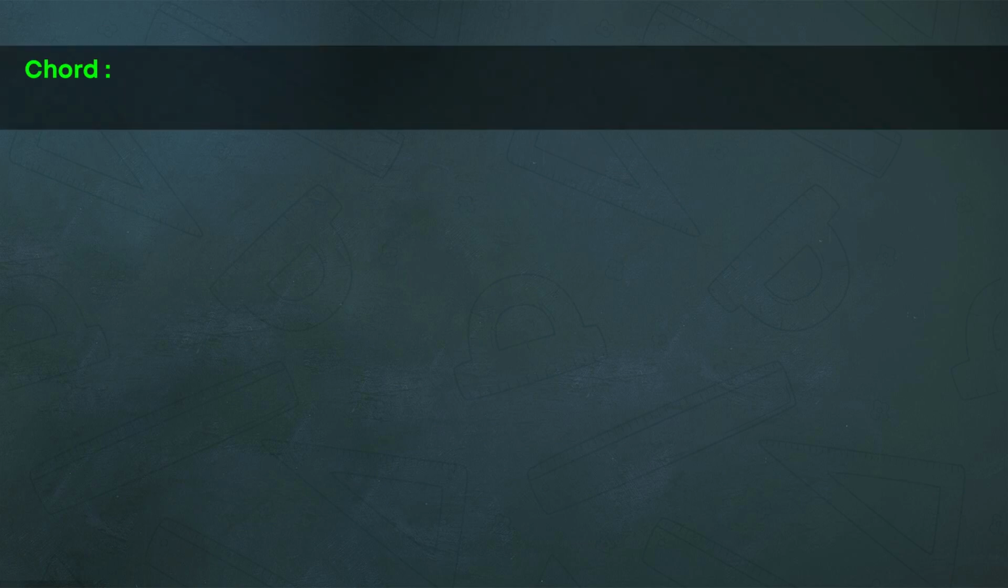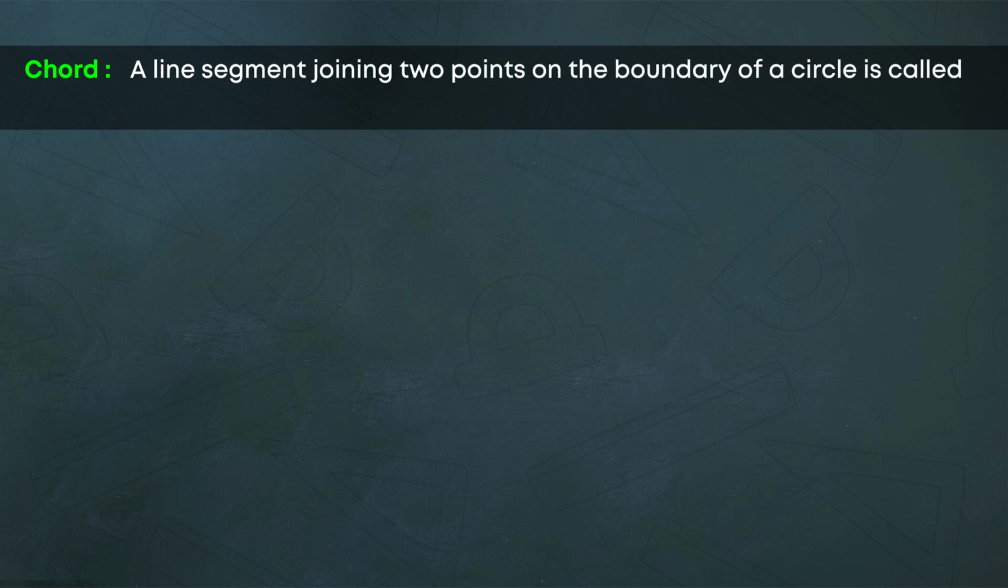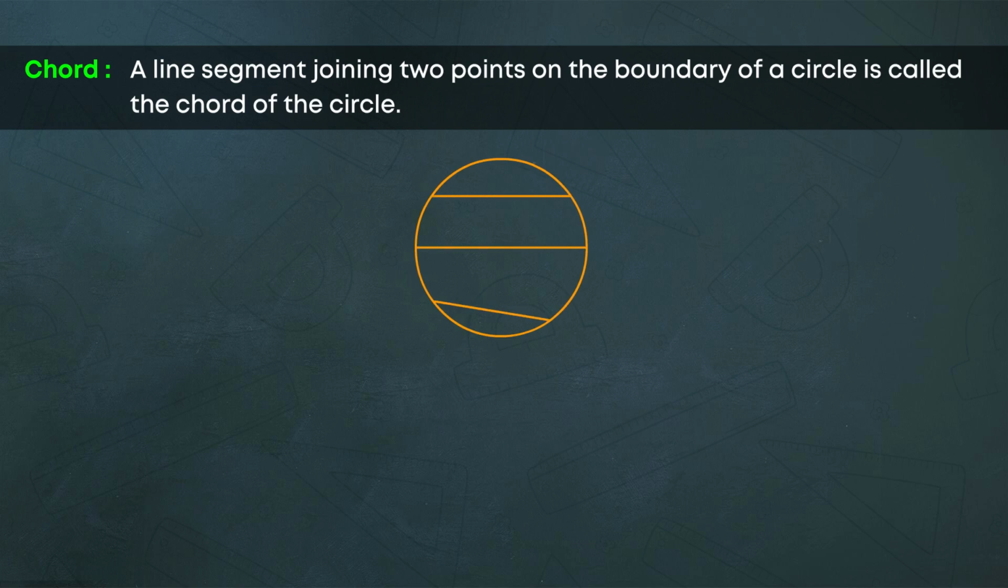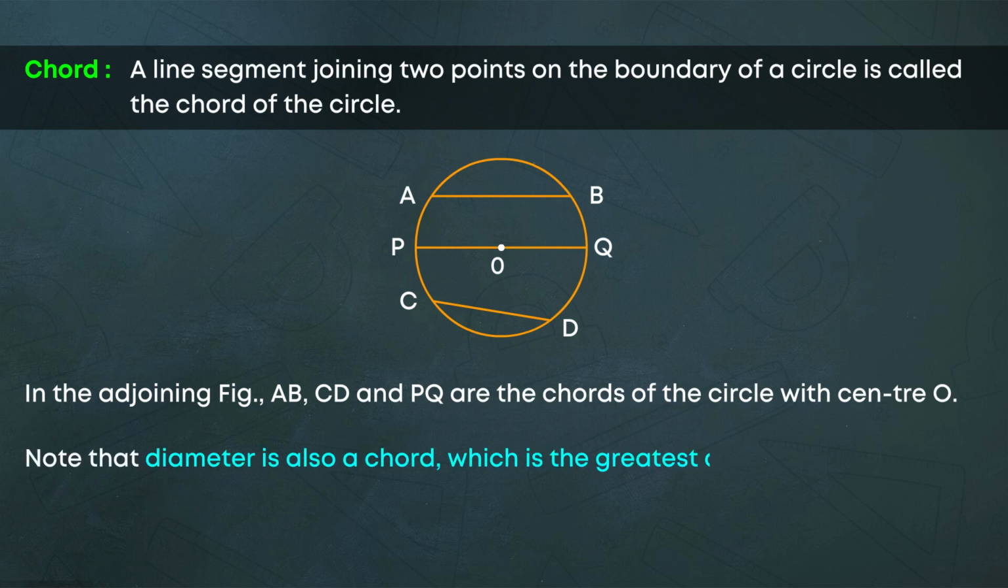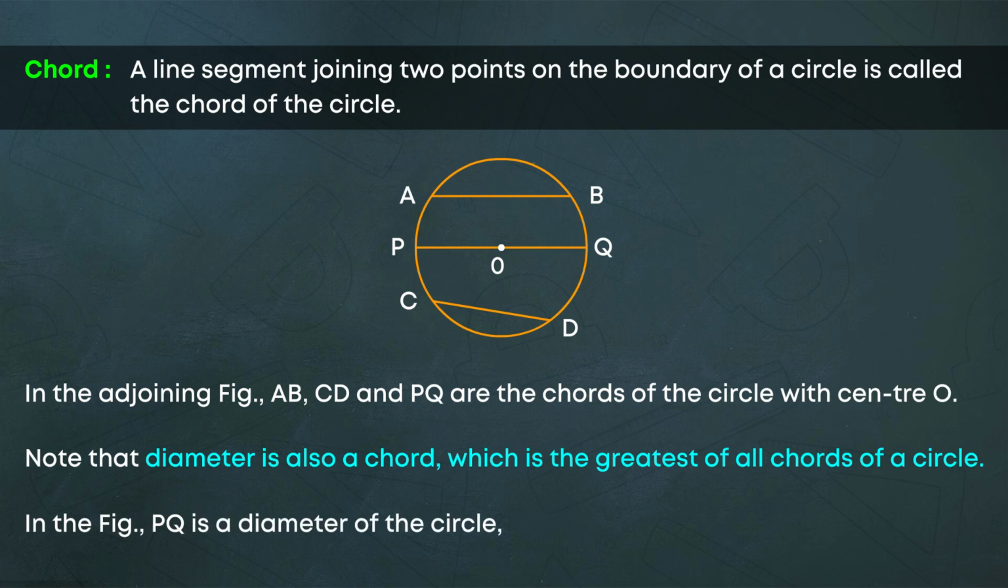Chord. A line segment joining two points on the boundary of a circle is called the chord of the circle. In the adjoining fig, AB, CD, and PQ are the chords of the circle with center O. Note that diameter is also a chord, which is the greatest of all chords of a circle. In the fig, PQ is a diameter of the circle, which is also its greatest chord.